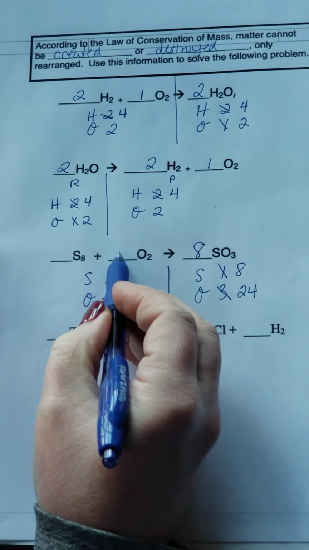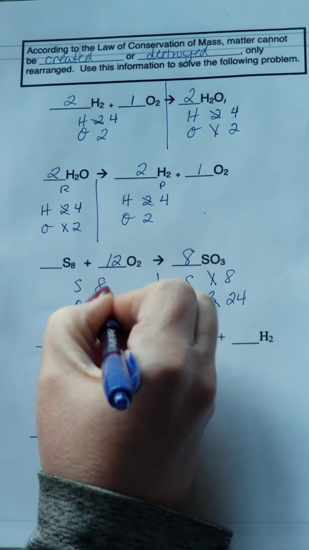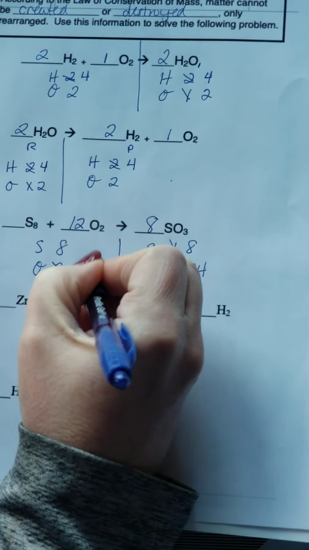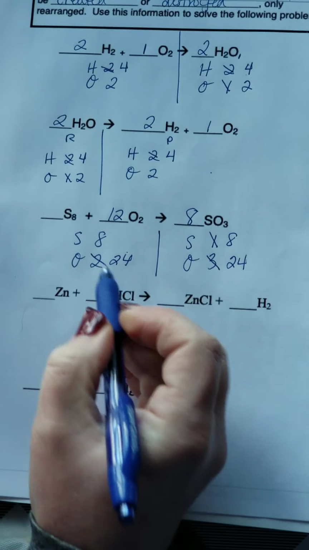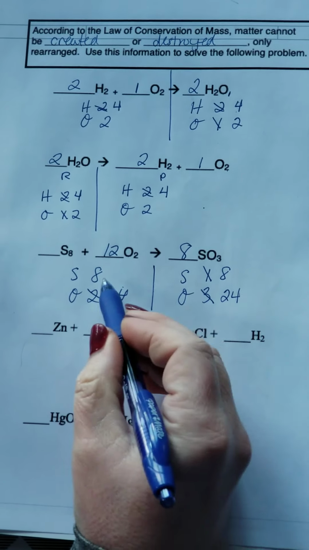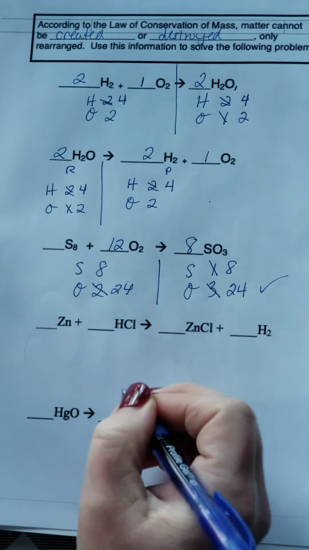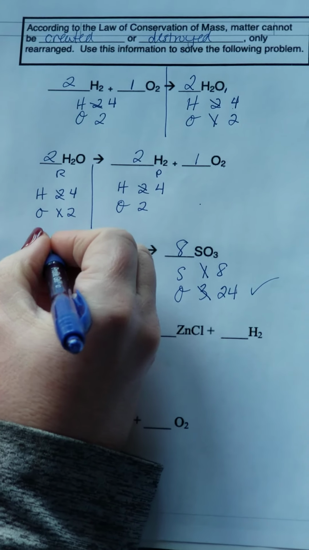2 times what is going to get me that 24? 12. So now 12 times 2 is 24. Now the sulfurs are 8 each, and the O's are 24. So we have an equal amount of each type of atom on both sides. Now we're done. Again, you can leave that blank or put a 1 in.